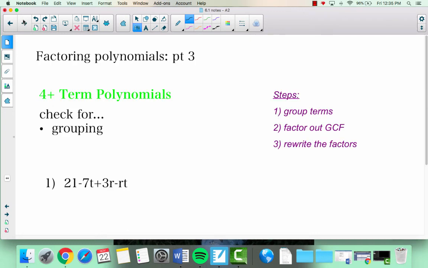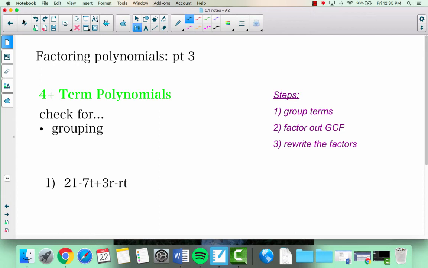Now in 4 terms or more, we want to usually look for the ability to group. Okay, so grouping is going to be a really unique factoring strategy when you have lots of terms. You still always want to look for the greatest common factor to start, but that won't always be possible. And so now we're going to go ahead and practice what this means when we are going to use grouping.